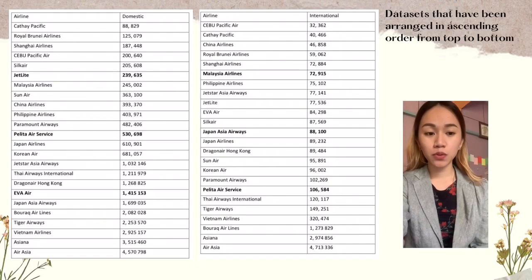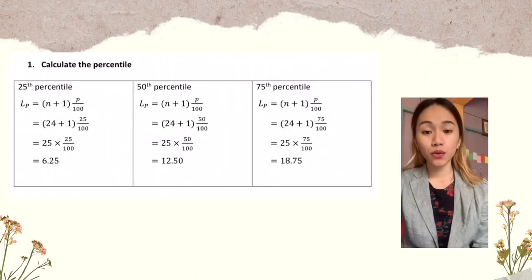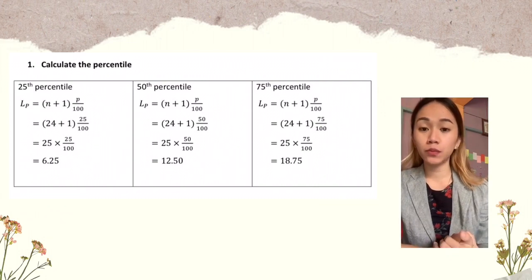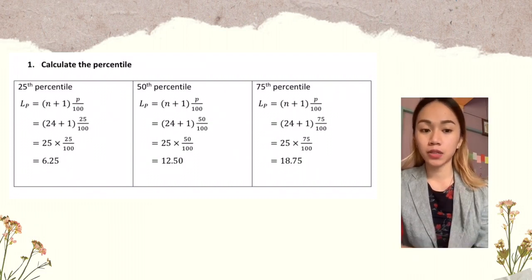So, the first step you should do if you want to calculate percentiles and draw the box plots is to arrange the dataset in ascending order from top to bottom or left to right. I choose to start from top to bottom because the dataset is too much. Therefore, this is the dataset that I have arranged in ascending order. To calculate the percentile, we must know the formula used. We can see the formula from this slide, which is LP equals (N plus 1) multiplied by P divided by 100. We will find three percentiles, which are the 25, 50, and 75 percentiles for both datasets, domestic and international.